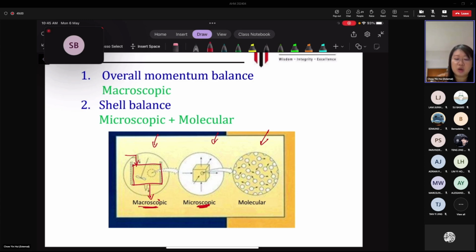So the equation that we are going to use, we call it the shell balance equation, right? Let's say we want to know exactly what happens in this region, the velocity profile, or we would like to know about the momentum flux at this region here, right? So then we are analyzing at the microscopic level, so we are going to use shell balance.